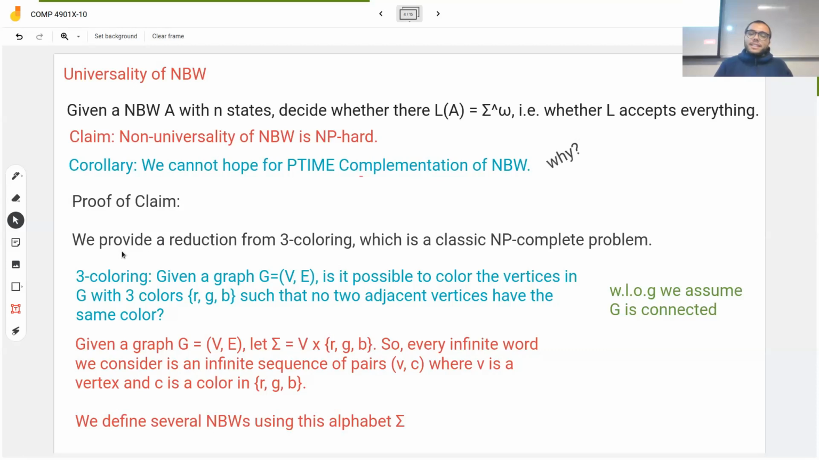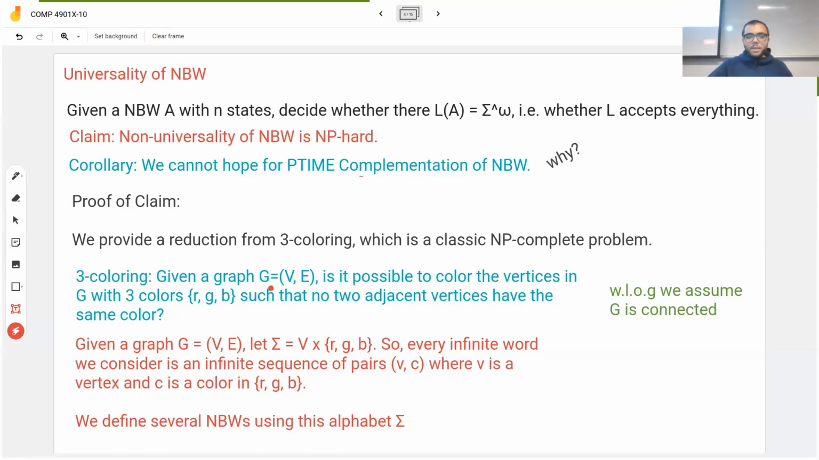And what that means is that if you give me a polynomial time algorithm that takes a non-deterministic Büchi automaton and tells me whether it's universal or not, I can use that algorithm to decide whether a given graph can be colored with 3 colors in polynomial time. And because we think we cannot do 3 coloring in polynomial time, we think we cannot do non-universality in polynomial time. Okay. Let's just go over the definition really fast.